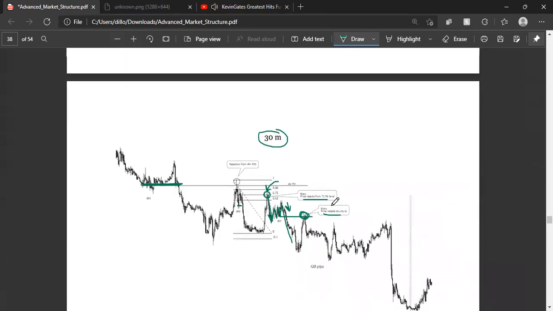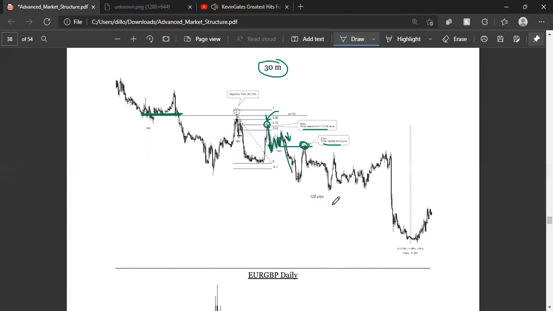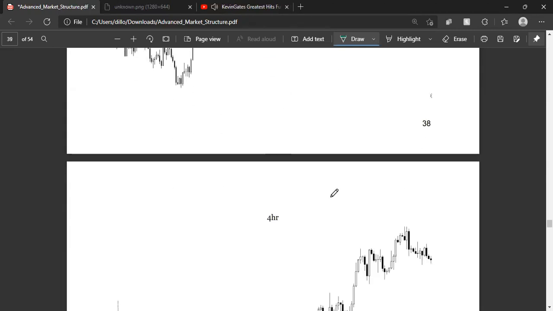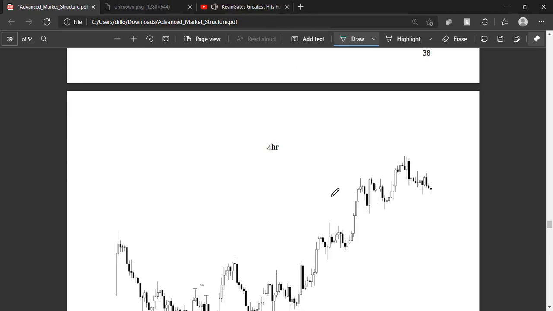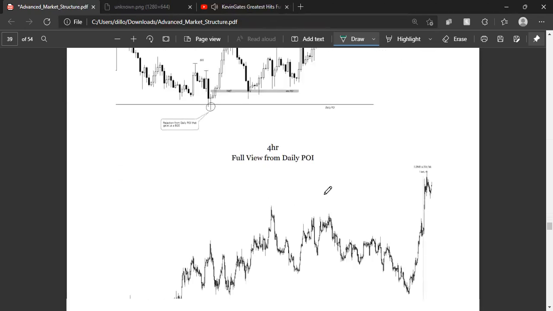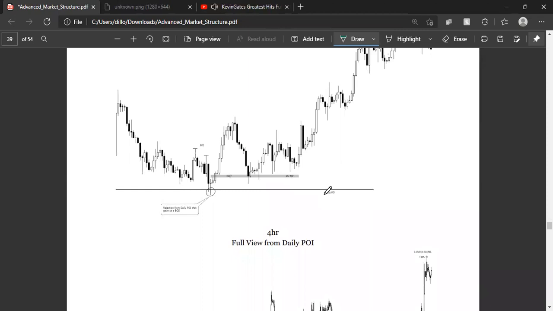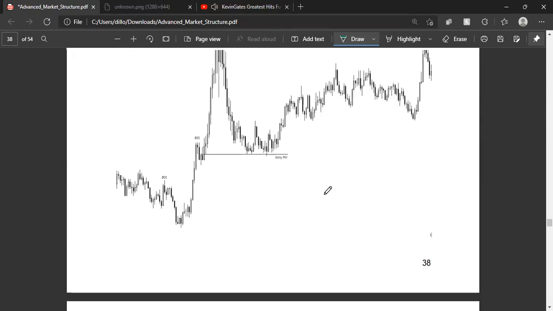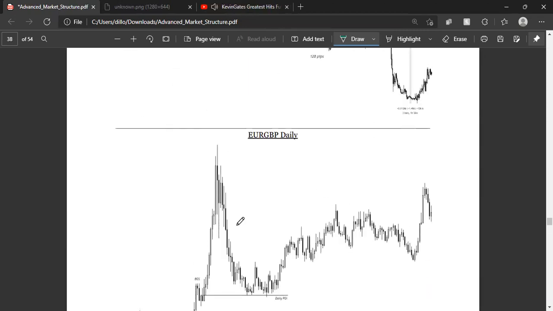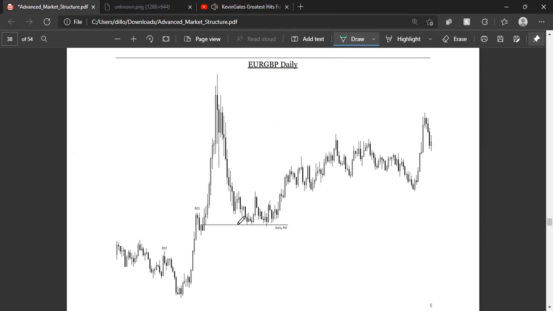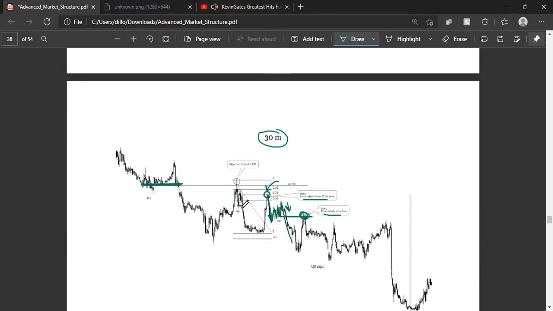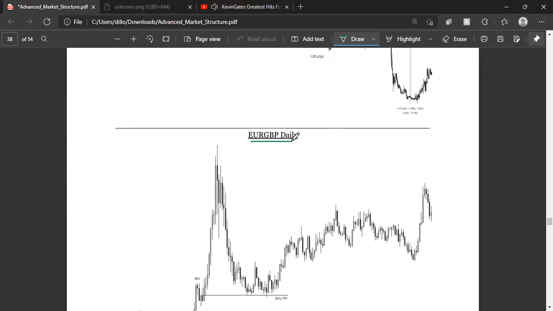These are really clean examples too. Hope you guys are getting some value from these and starting to understand the importance of break of structure. So next example here on Euro GBP on the daily time frame.